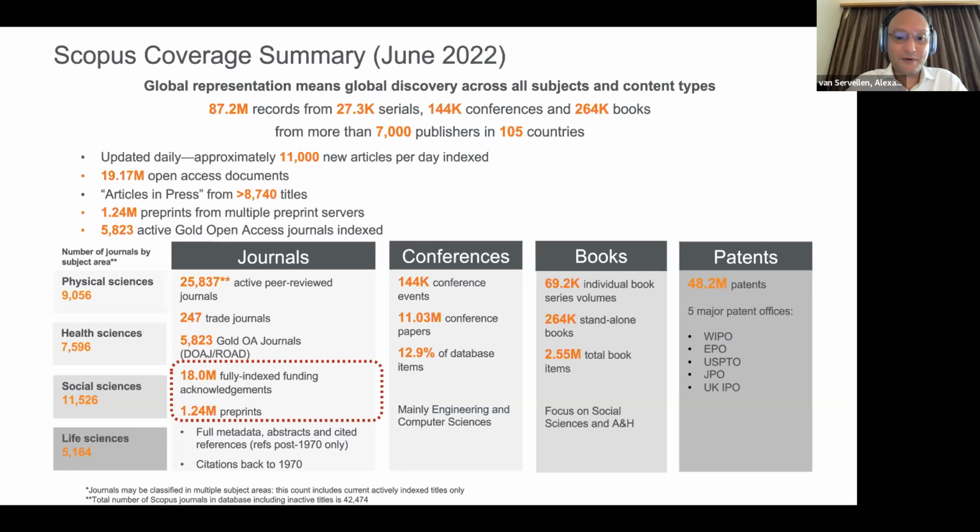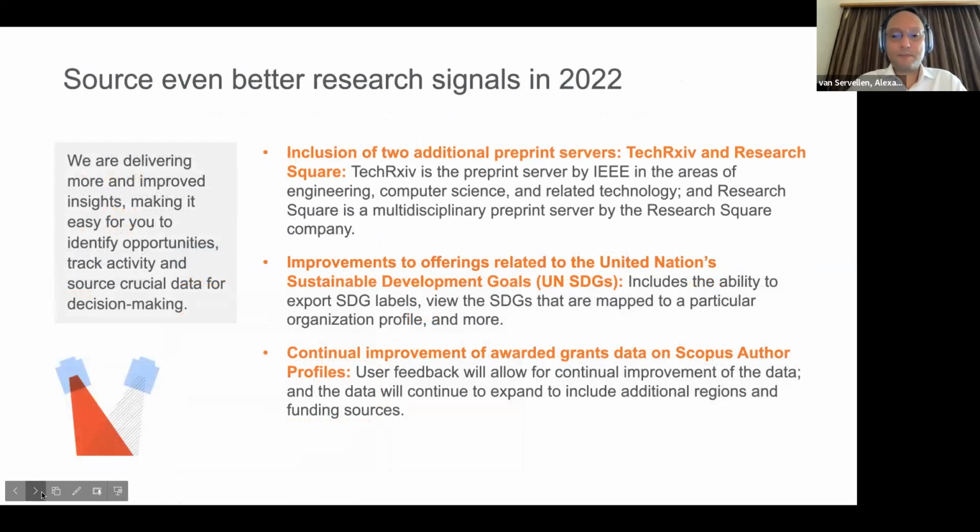Also, we've added preprint papers. Again, we'll explain the difference between a preprint and a peer-reviewed paper, but we've added more than 1 million preprints. Currently, those are only visible in the author profile. This year, we've expanded the preprint servers that are covered. So probably we should start to explain what preprints are before we do this slide.